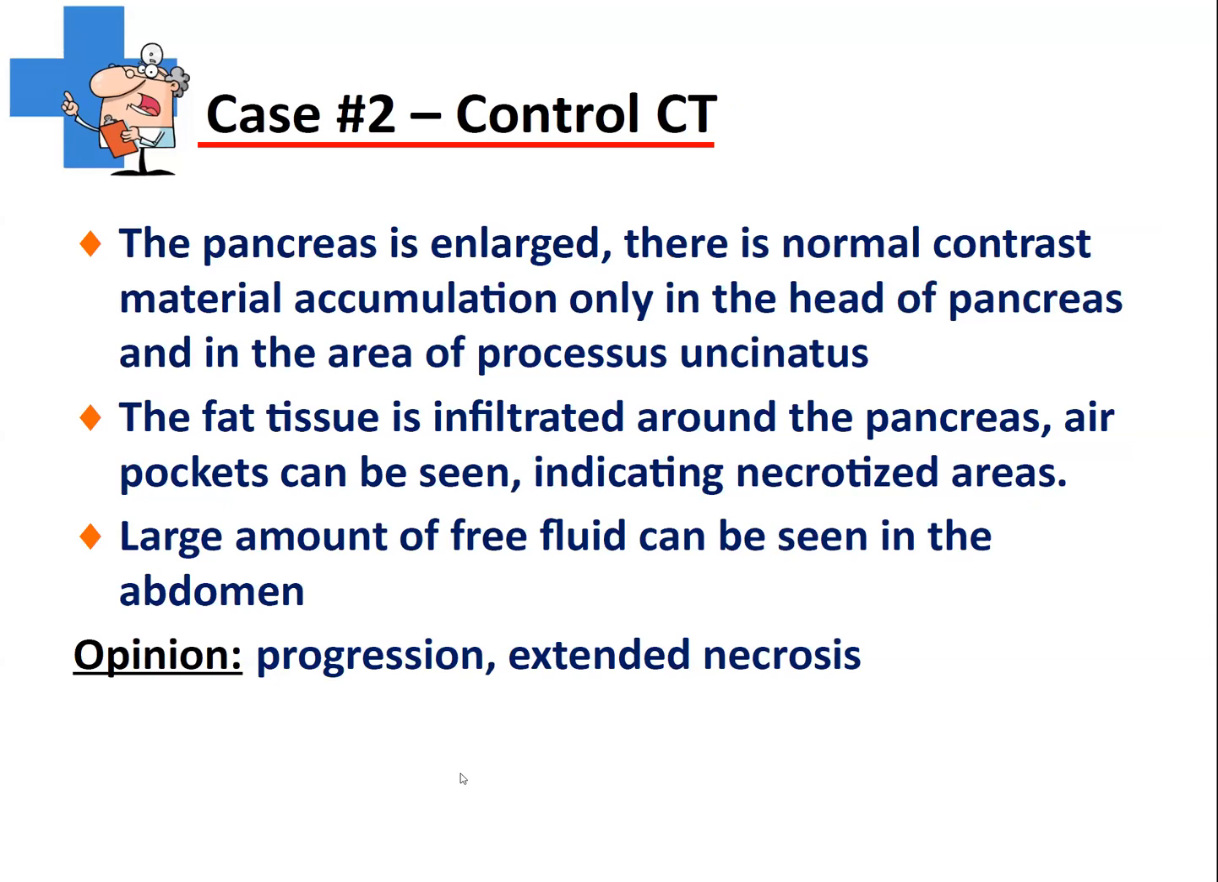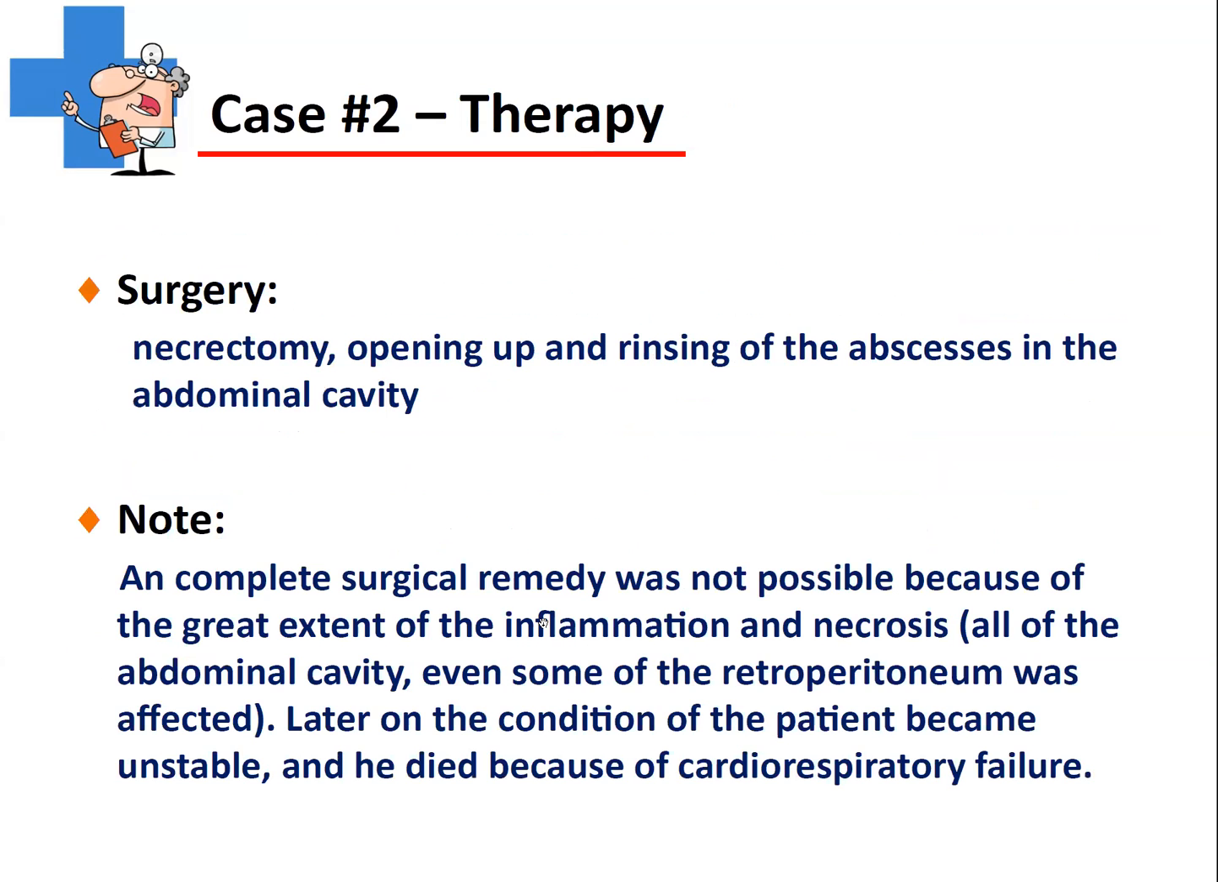So the pancreas is enlarged on the CT. There is no more contrast material accumulation in the pancreas. Fat tissue is infiltrated around the pancreas. An air pocket can be seen, indicating necrotized areas. A large amount of free fluid can be seen in the abdomen. So an extended necrotic type of pancreatitis is diagnosed right now.